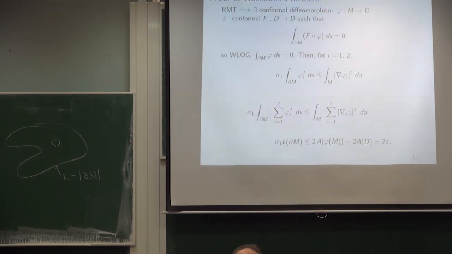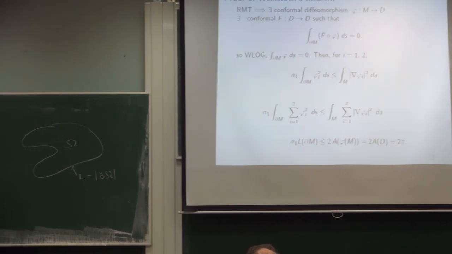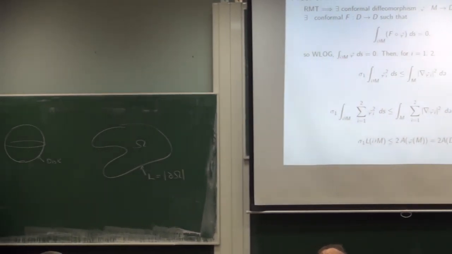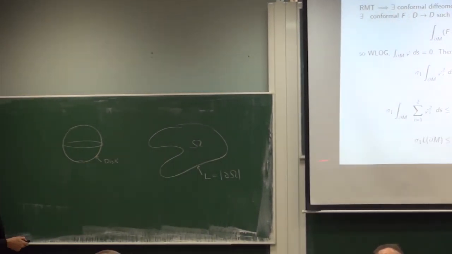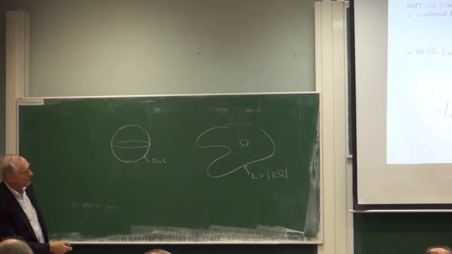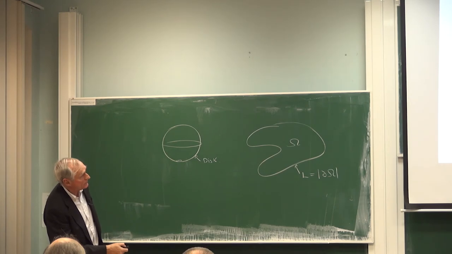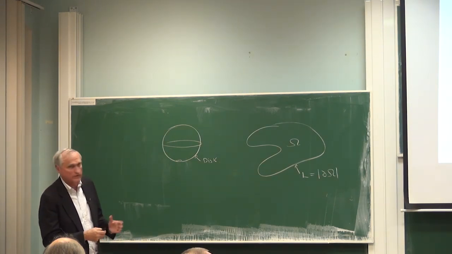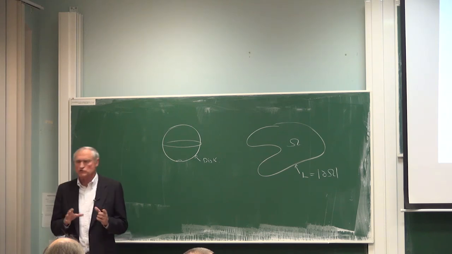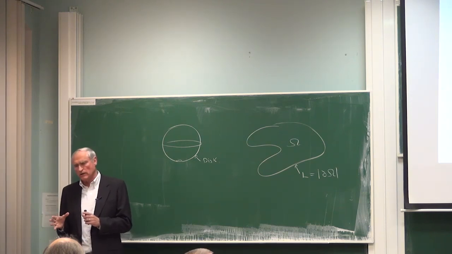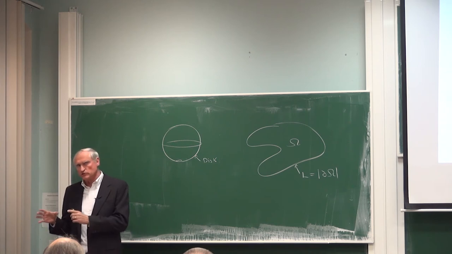But phi was a diffeomorphism from the domain to the unit disk. So it takes the boundary of the domain to the circle. So that means the sum of phi i squared is 1 pointwise. And so on the left, I get sigma 1 times the length. And on the right, I get the Dirichlet integral of the conformal map. And it's not hard to see that the Dirichlet integral of a conformal map is just twice the area of the image.